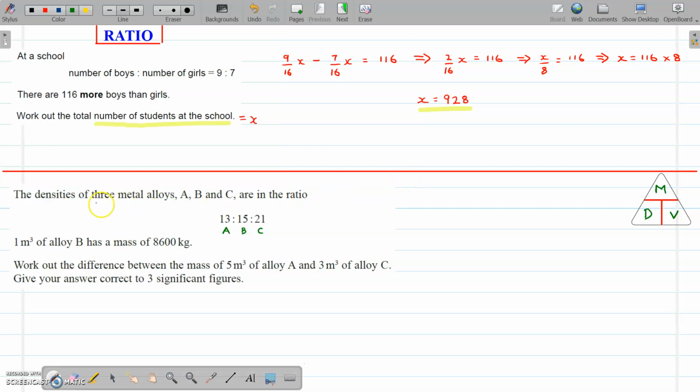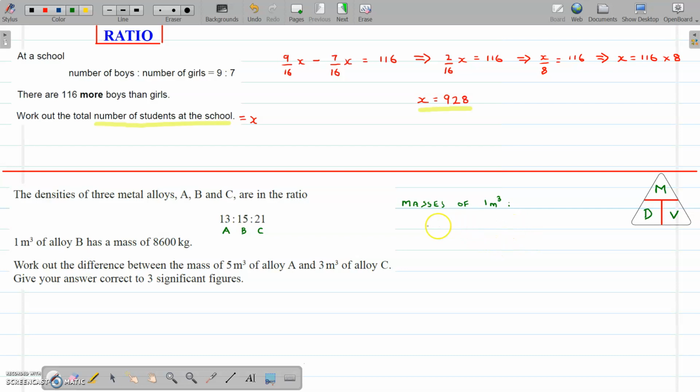1 cubic meter of B has a mass of 8,600. So a cubic meter of A would have 13/15 of 8,600. So the ratios of masses would be the same. So the masses of 1 cubic meter would be as follows.